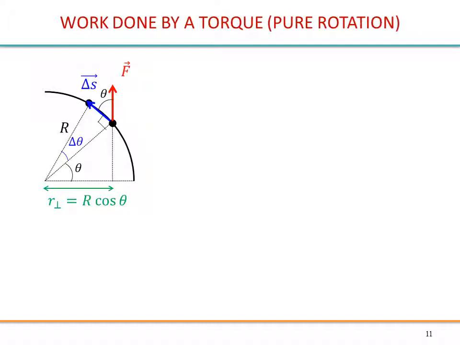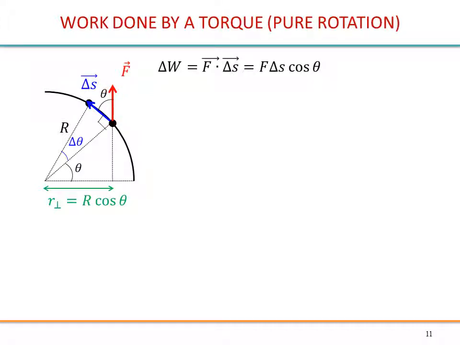Okay, so we have defined the torque, so now let's see what kind of work can be done by a torque. We limit ourselves here only to pure rotation. So let's consider a point here. The axis of rotation is here. It is experiencing a circular motion. And there is a force F applied to that point.